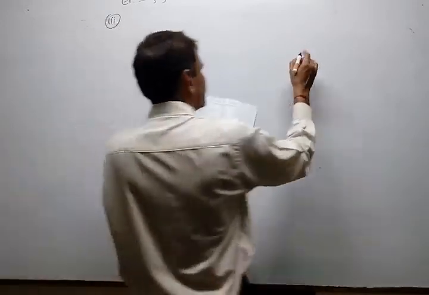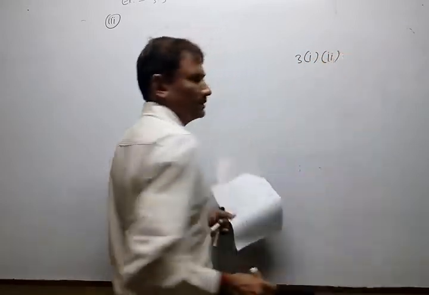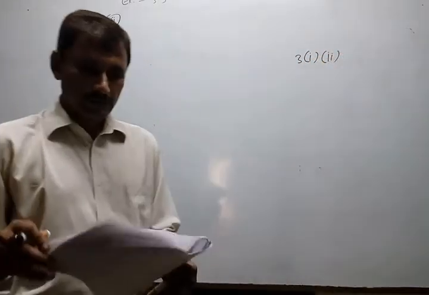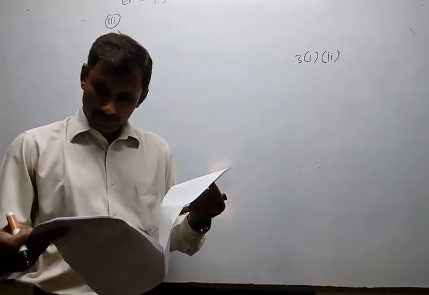So only two sums, 3.1 and 3.2, in homework. Okay? I think the next all sums I have to solve here.